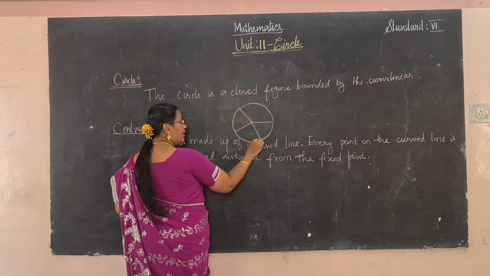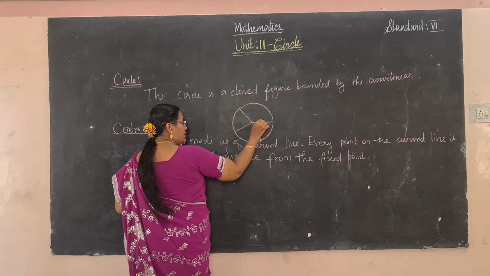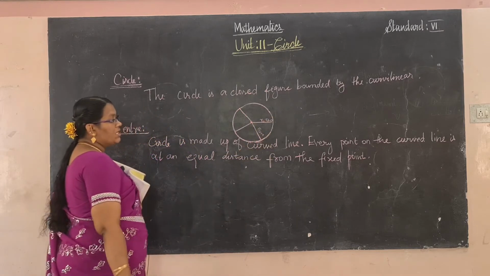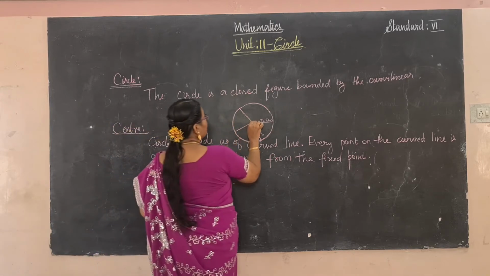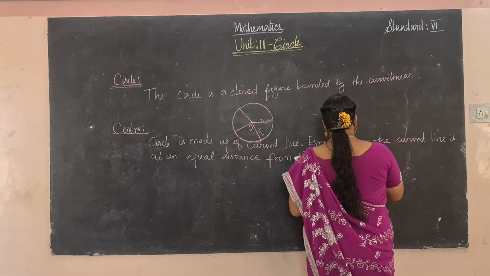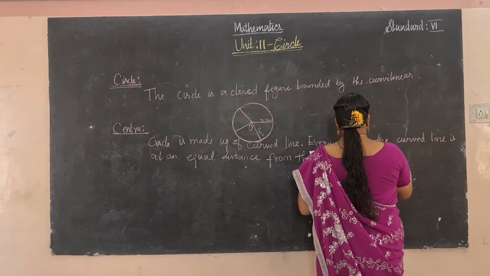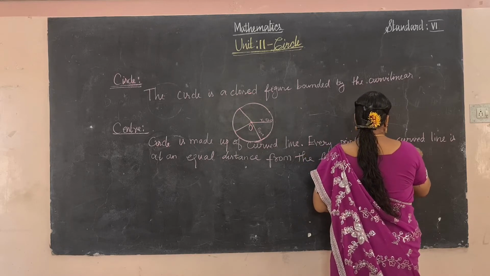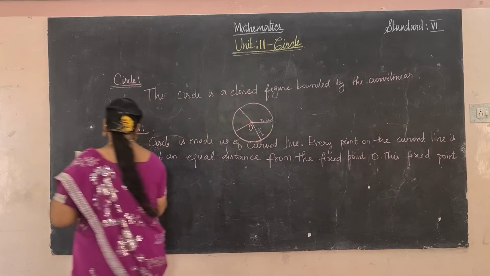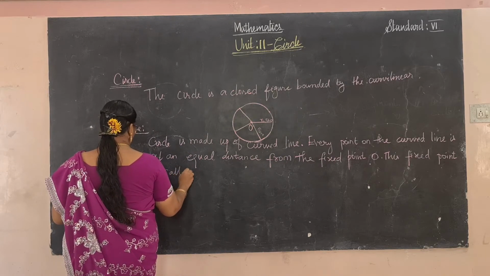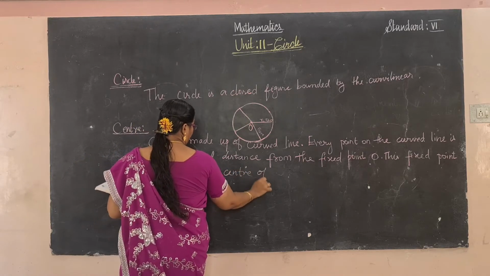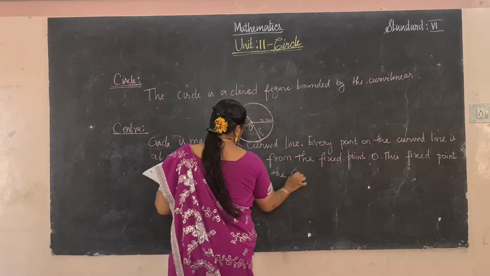The distance from here to the boundary will be the same everywhere. For example, if the radius here is 5, then here also it is 5 centimeter. So equal distance from the fixed point. That fixed point is denoted by O. This fixed point O is called the center of the circle.